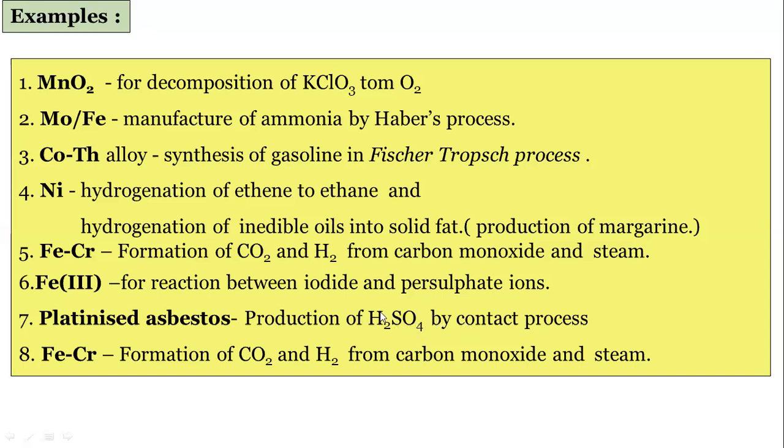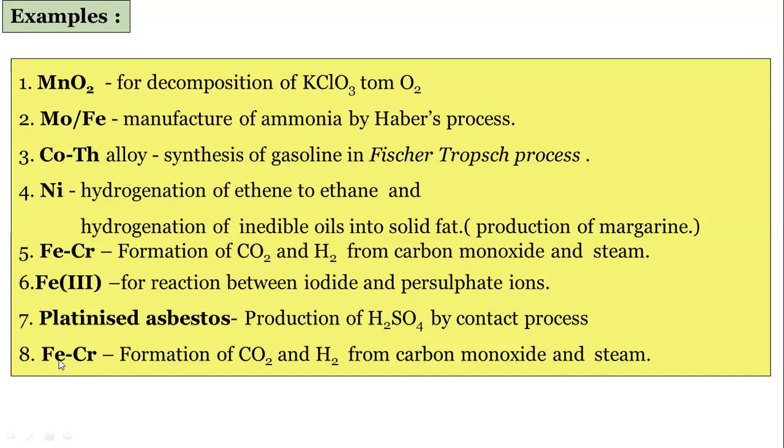In the previous chapter I already explained the contact process. The chapter was the elements of group 16, 17 and 18. This contact process is used for the preparation of H2SO4. In this process, there is one step, the conversion of oleum, that is H2S2O7, to H2SO4. In the last step, platinized asbestos is used as a catalyst.